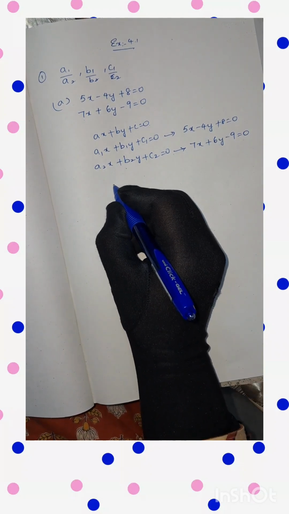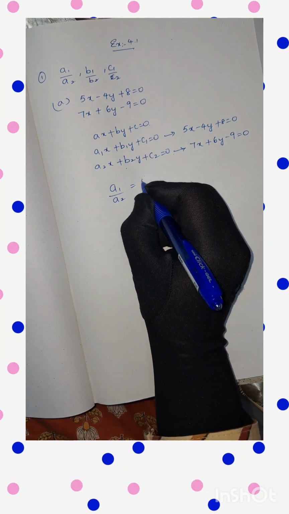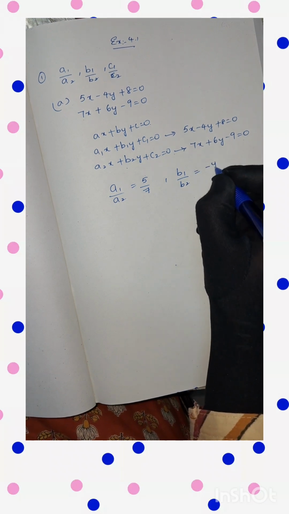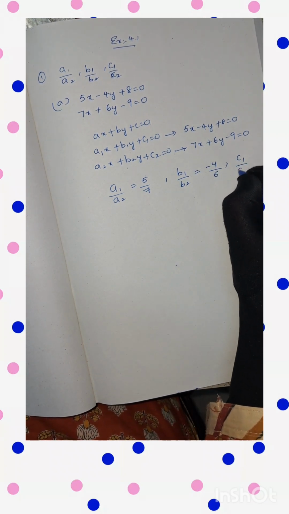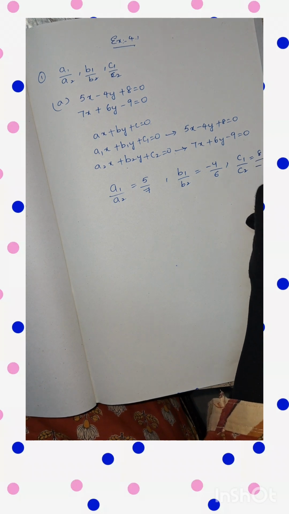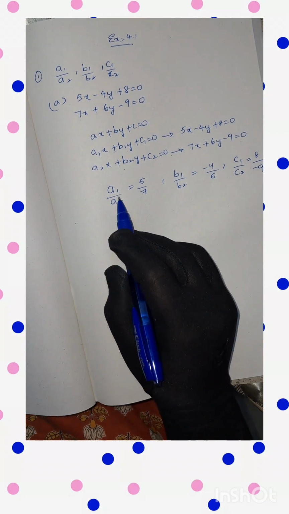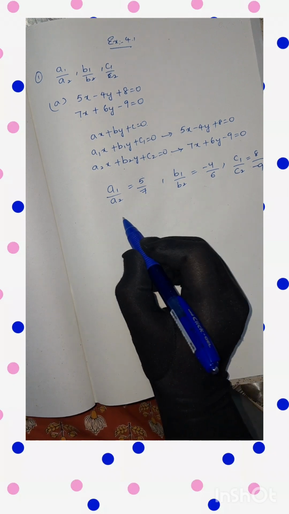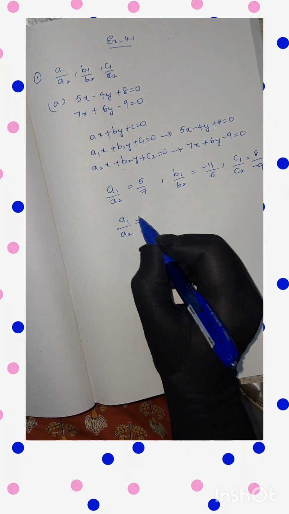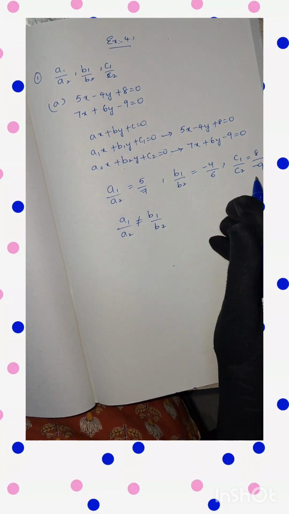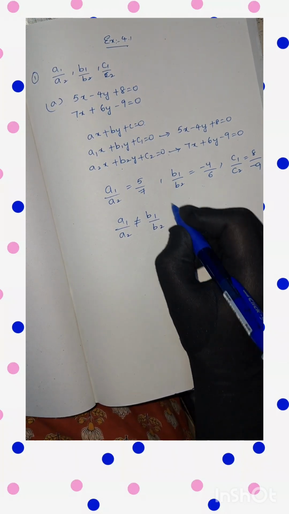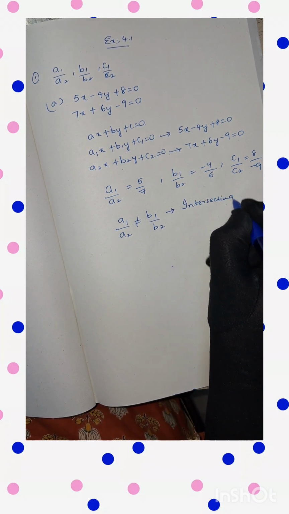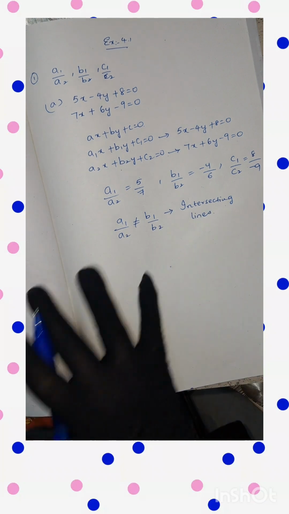So here what is a1? a1 by a2 is equal to what? 5 by 7, right? b1 by b2 is equal to minus 4 by 6. Next, c1 by c2 is equal to 8 by minus 9. Right? So here, is a1 by a2 equal to b1 by b2? No, right? So a1 by a2 is not equal to b1 by b2. It means that the given pair of linear equations represents a pair of intersecting lines. Intersecting lines. So like this you have to solve the whole exercise.